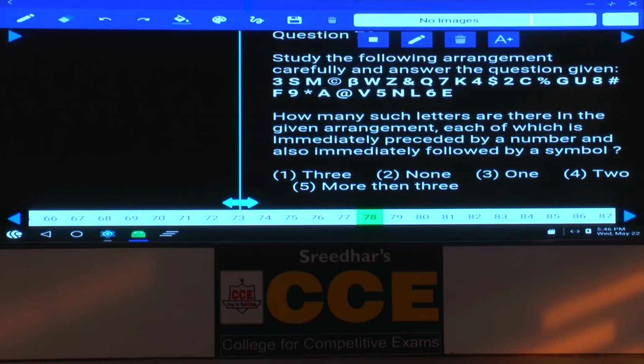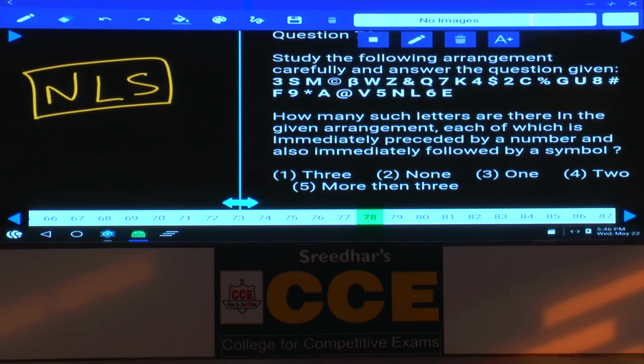Then question number 78. How many such letters are there in the given arrangement, letter we are representing with L? How many letters are there in the given arrangement, each of which is immediately preceded by a number? Preceding means coming before this one, and immediately followed by a symbol. Hence number, letter and symbol should be the sequence.